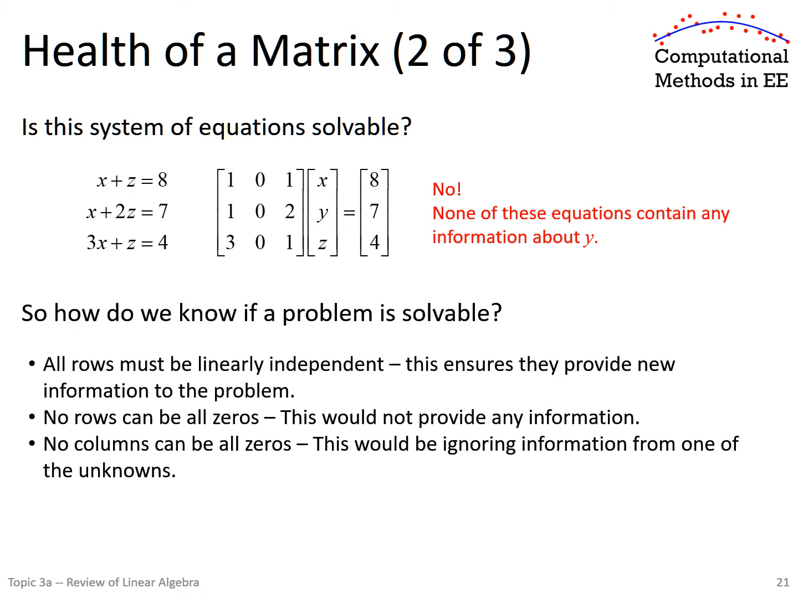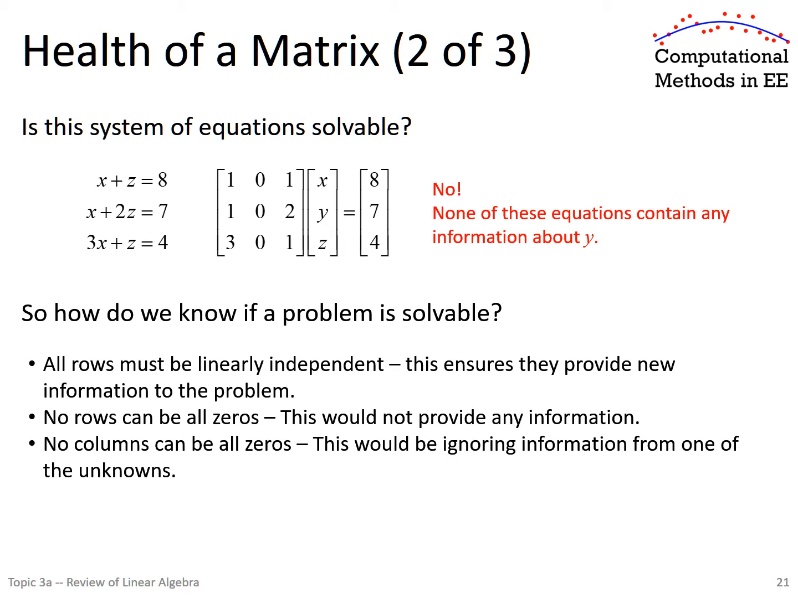So there's a lot of things to look for, and when we start talking about different combinations of multiple equations, that gets really, really hard to tell. And so it will be really nice if there is a test, and there is a nice simple test to see if a system of equations is solvable. But in general, all of the rows have to provide new information. This means they all have to be linearly independent. We can't have any rows that are all zeros. That's just a zero equation, doesn't provide any new information. No columns can be all zeros.